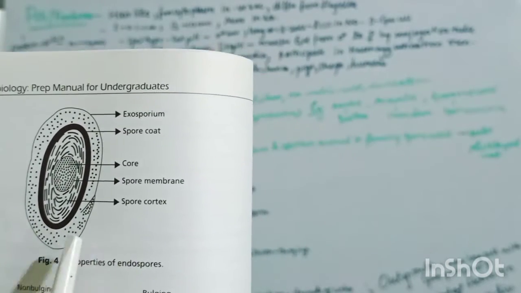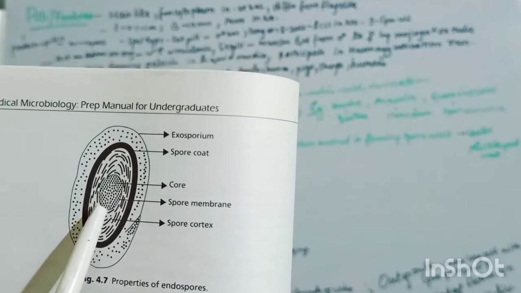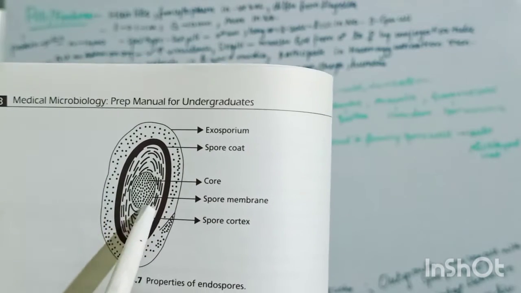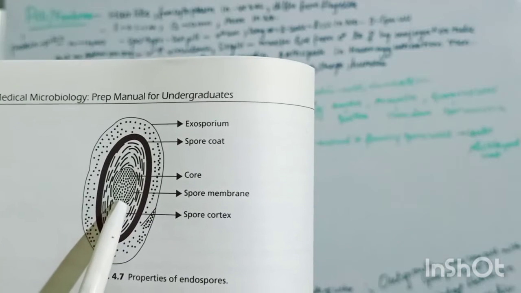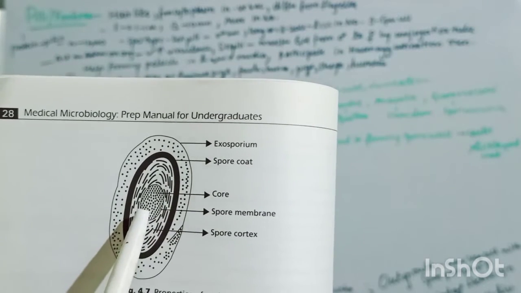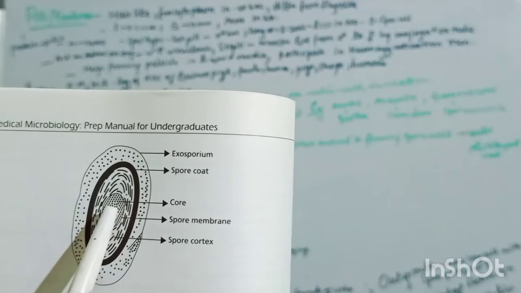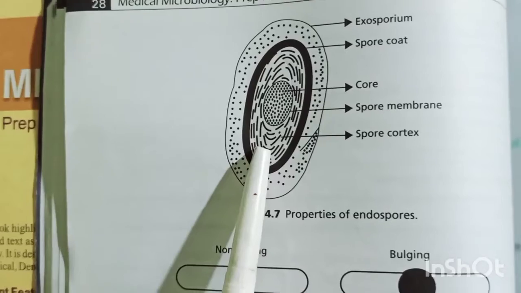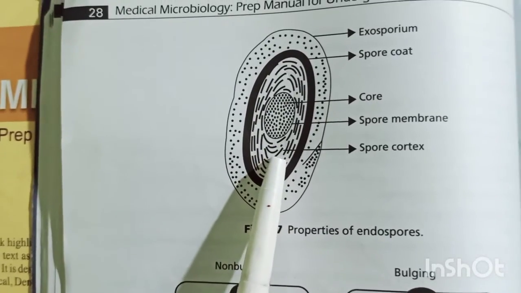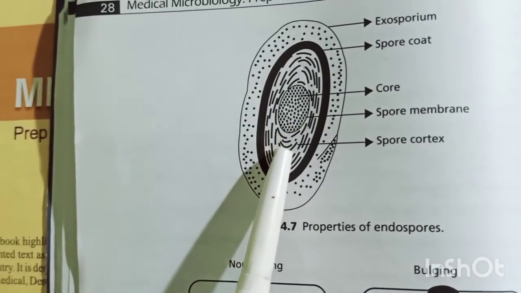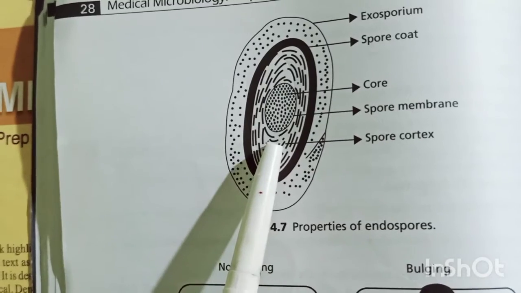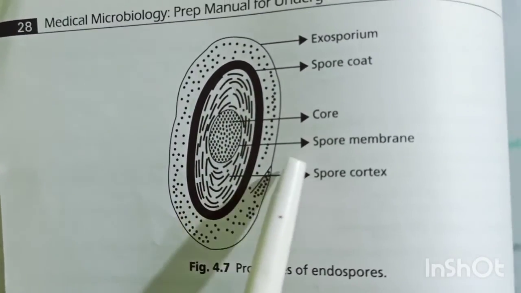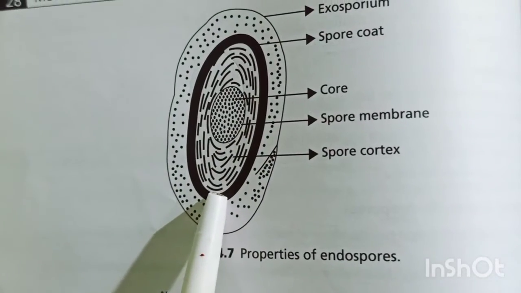Now let us learn them one by one. Core: the core contains the nucleus and also dipicolinic acid synthase, which leads to the production of dipicolinic acid, produced only 5 to 15%, and it is resistant to heat and other circumstances. Coming around it, the spore membrane or spore wall is the innermost structure. It contains the peptidoglycan, which forms the future cell wall. And next coming to the cortex.